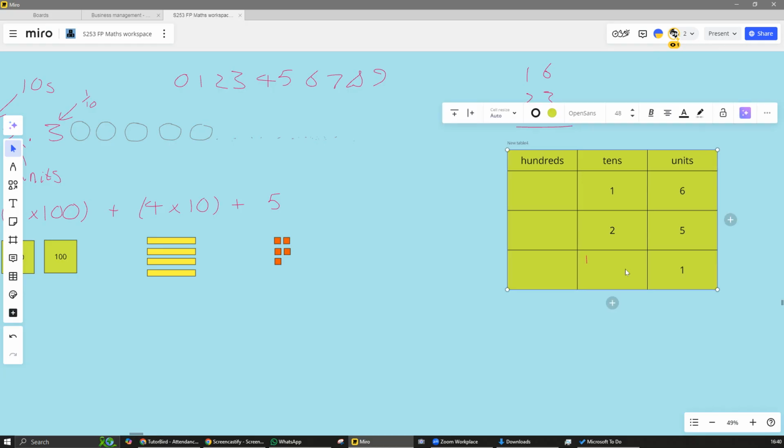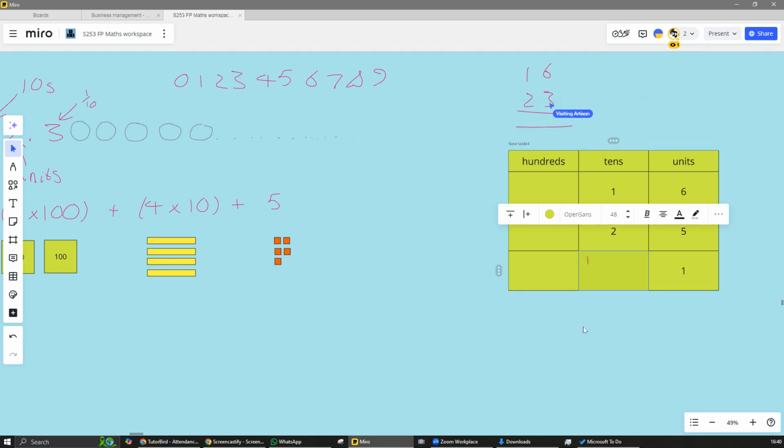Oh, I've just changed the title of the board now to new table 4. Oh, okay. So we're familiar with that. We know how to add numbers in that way.